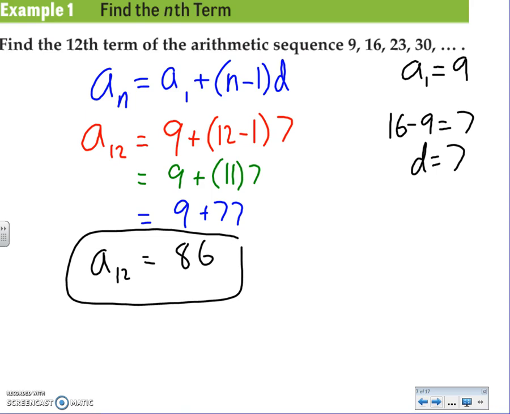Alright, the reason why we're doing times 11 is because the first term counts itself. So we have to add 7 to the first term 11 times. So the second term is add 7 once. The third term gets to add 7 twice. Right, the fourth term, 30, you get to add 7 3 times. 9 plus 7 plus 7 plus 7 is 30.